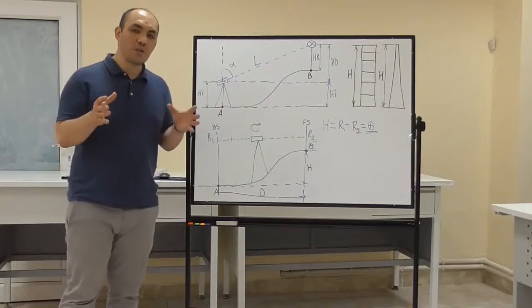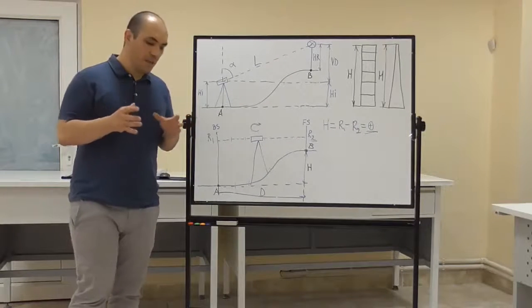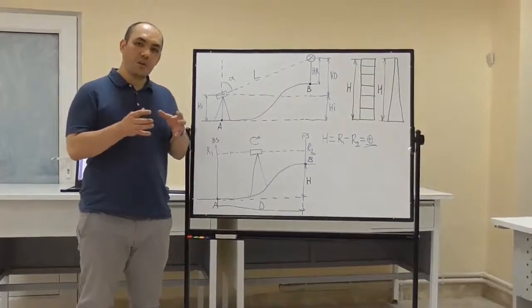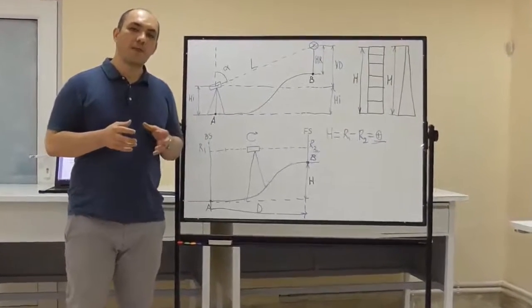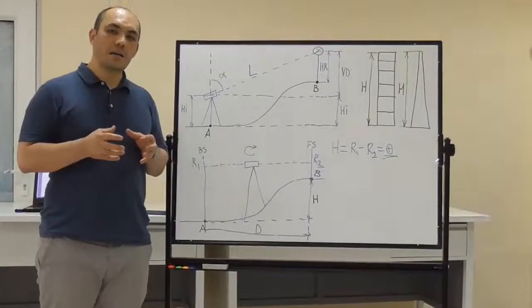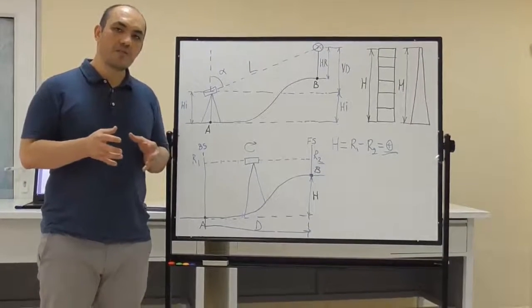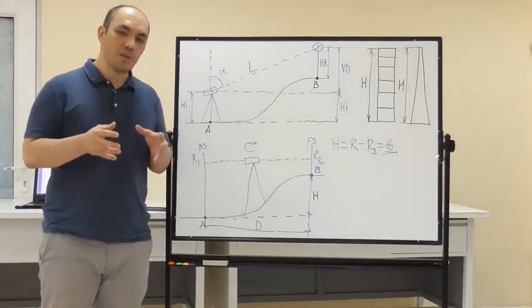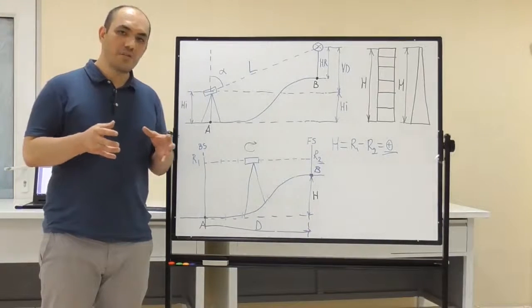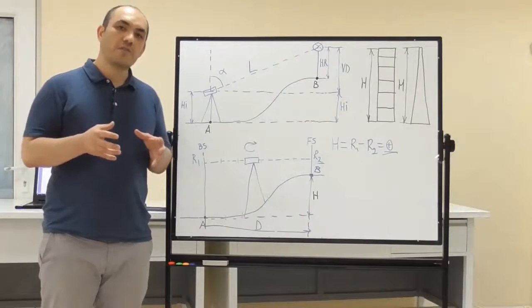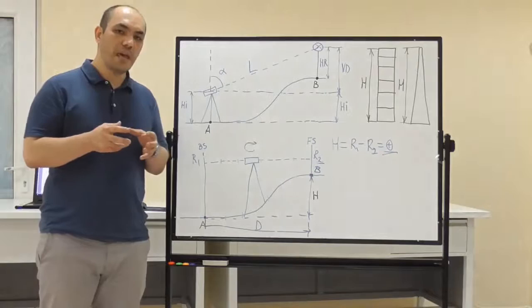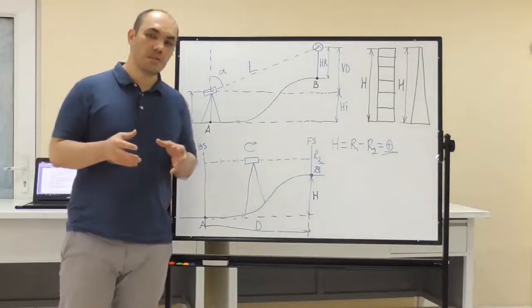In ideal conditions, the relative height should be equal, but we have several errors: systematic errors, gross errors and random errors. Due to these errors, we will have some discrepancy between the two relative heights. So we will see this.